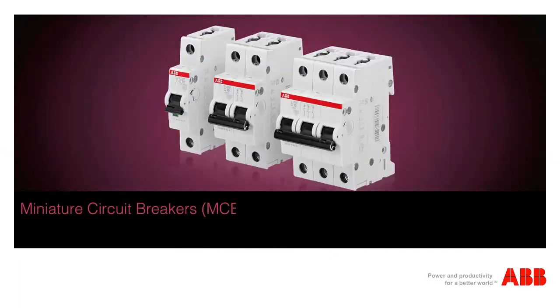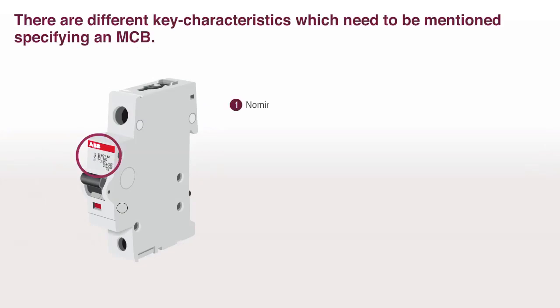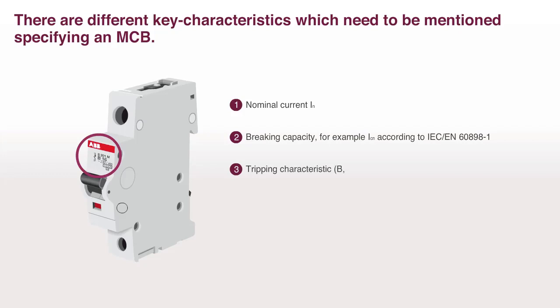Miniature Circuit Breaker MCB specification. There are different key characteristics which need to be mentioned when specifying an MCB. Nominal current, IN. Breaking capacity, for example ICN according to IEC EN 60898-1. Tripping characteristic, B, C, D, K or Z. Frequency, AC or DC. Number of poles.